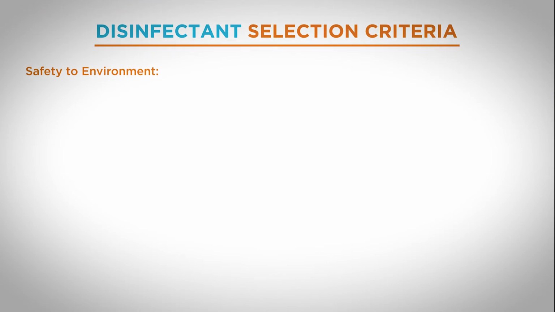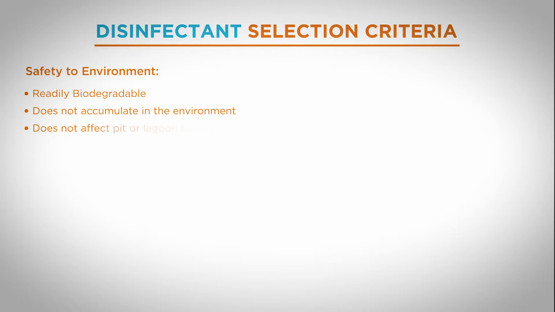Finally, another important criterion for the evaluation of a disinfectant product is its effect on the environment. And basically here, we're talking about the disinfectant being at least readily biodegradable, that the disinfectant does not accumulate in the environment and on living species in the environment, that it does not affect pit or lagoon biology, and as we mentioned before, that there is no evidence of resistance development, because as we said, the disinfectant typically will end up in the environment somehow. So we don't want environmental species to develop resistance because of the presence of the disinfectant.